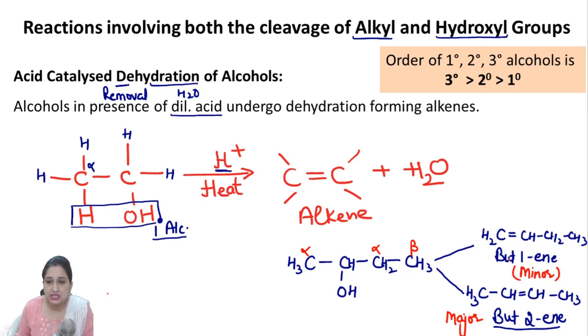So what is the reason behind this? This reaction takes place according to Saytzeff's rule. So what is this rule? According to this rule, the more substituted alkene will be formed as the main product. More substituted alkene. What does it mean?